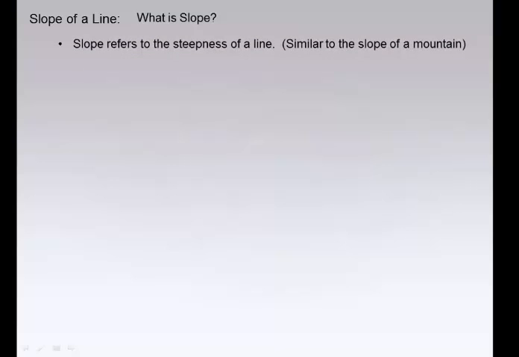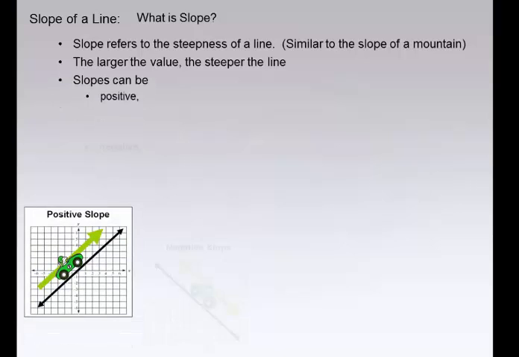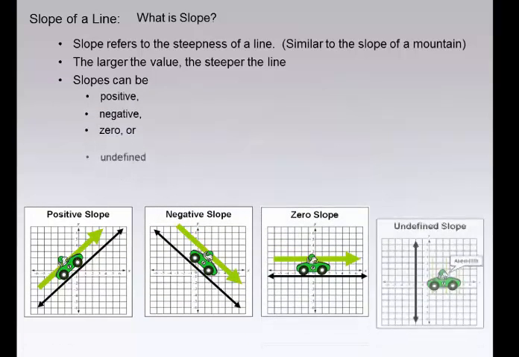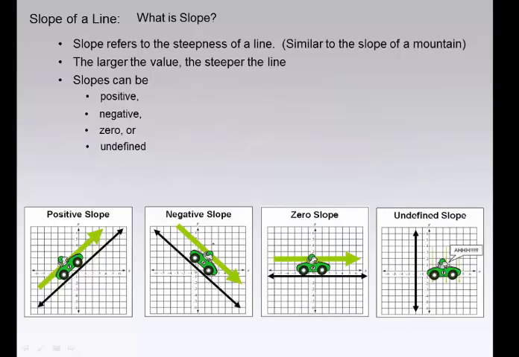Next, we want to talk about slope. Slope is the steepness of a line, like the slope of a mountain. The larger the value, the steeper the line. Slopes can be positive, negative, 0, or undefined.